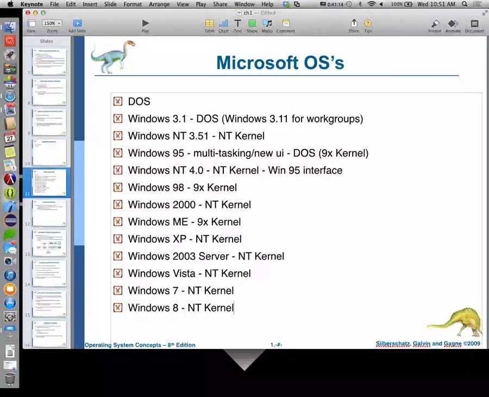Okay, so questions about the Microsoft operating system lineage. Any surprises in there? Surprising how long it takes between versions for Windows. Okay.